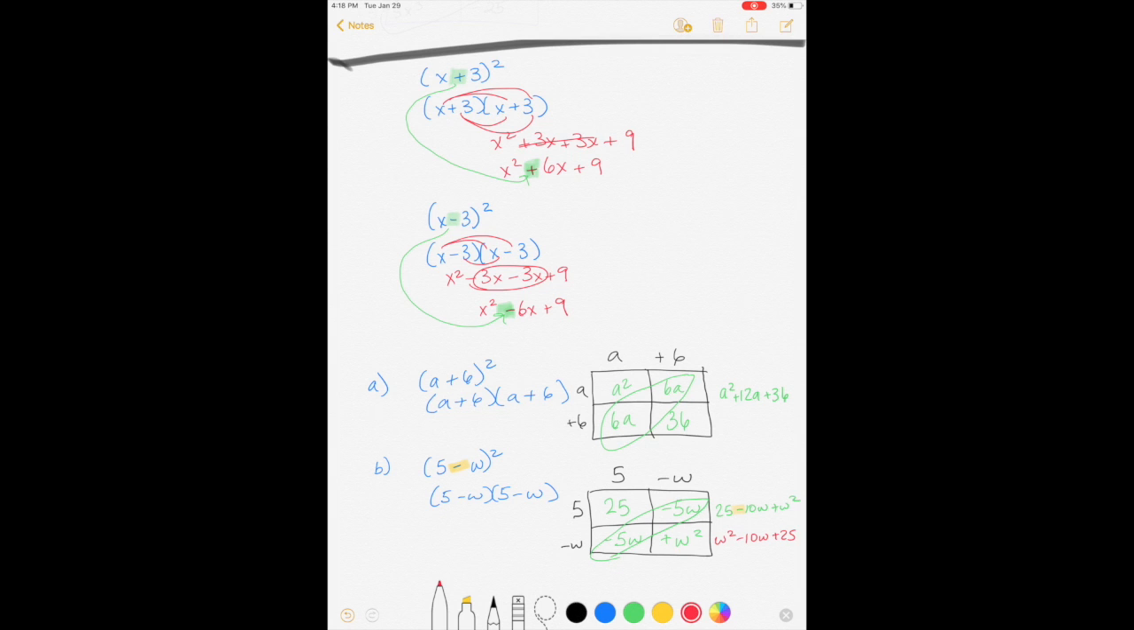By now you may have noticed a pattern, and in fact there is a pattern. We have a rule for what we should expect our answer to be when we're multiplying a binomial by itself, when we're raising a binomial to the power of 2. The rule is, if I am adding two terms and raising it to the power of 2, then my answer is going to be the first term squared plus 2 times the first term times the second term plus the last term squared. I'm going to write it down for you right now.